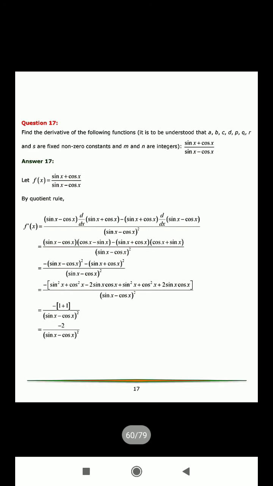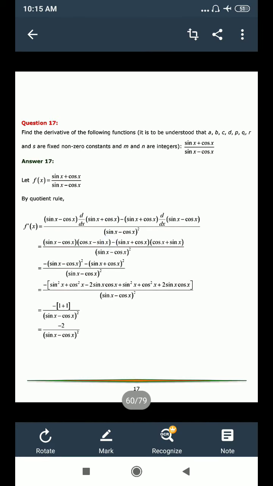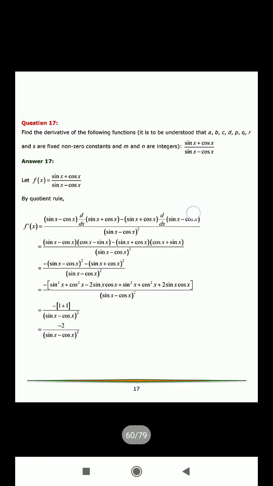In this question, again we'll use the quotient rule. Sin x plus cos x upon sin x minus cos x. Your denominator as it is, differentiation of numerator, minus numerator as it is, differentiation of denominator, divided by denominator whole square. You have to differentiate sin x plus cos x. Differentiation of sin x is cos x and of cos x is minus sin x. Then you differentiate sin x minus cos x. Differentiation of sin x is cos x and minus cos x would be plus sin x, because differentiation of cos x is minus sin x.